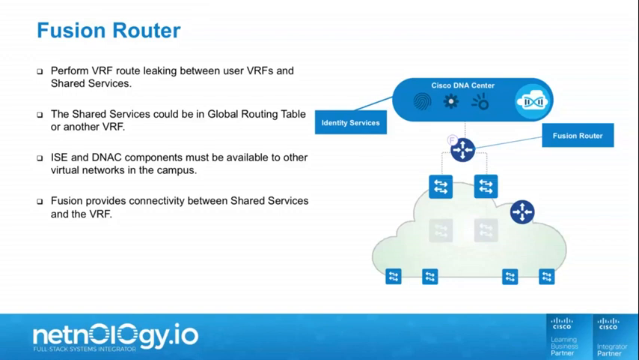Now, depending on the organization's needs, if an organization has a need for end-to-end VRF, then we would have to extend our VRF into the fusion router. If an organization has the services in the global routing table outside of the fabric, we just create a simple multi-protocol BGP with a fusion router, and we are on our way.